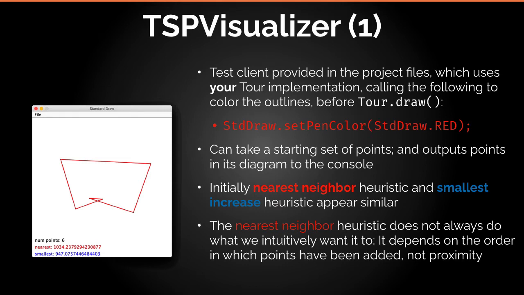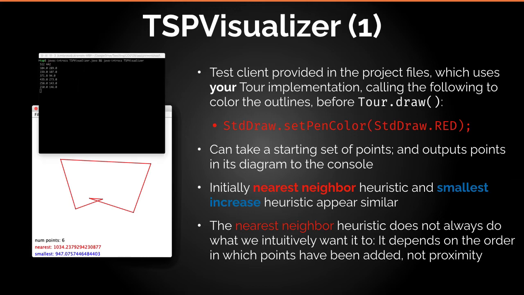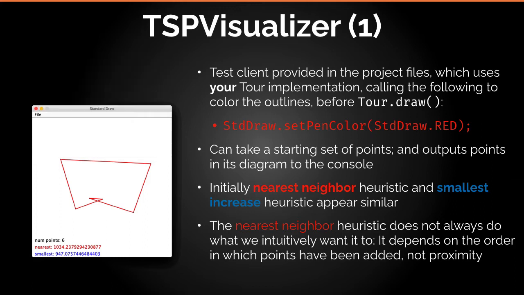So it depends on the order in which the points are inserted, and that's very important, right? Here in the terminal, it outputs all of the points. That's the output that I could provide as a text file if I wanted to reload these points. And now I'm going to show you the blue heuristic. As you can see here, it didn't get fooled. It did exactly what we expected it to do.